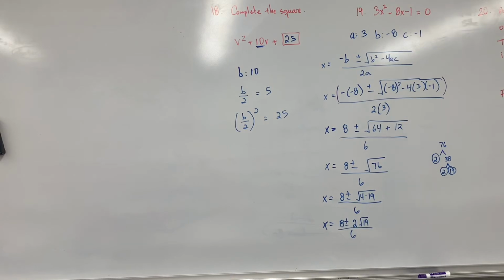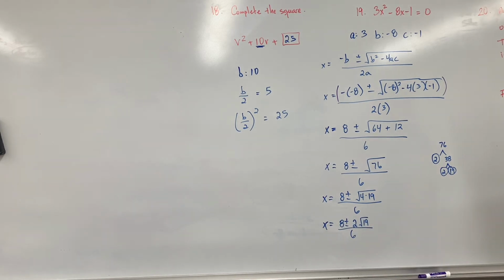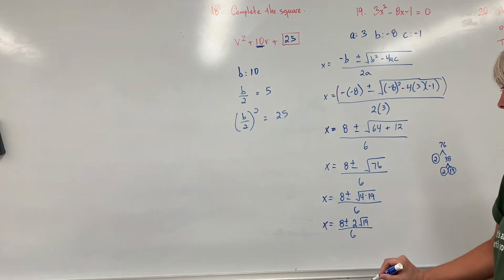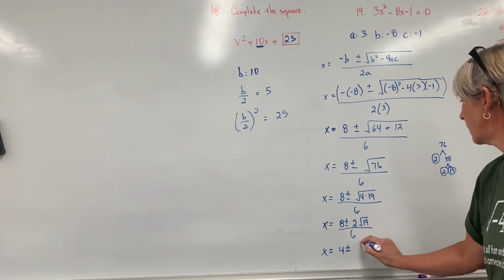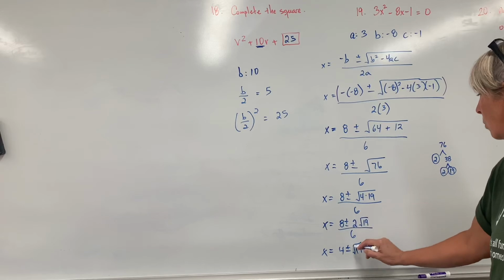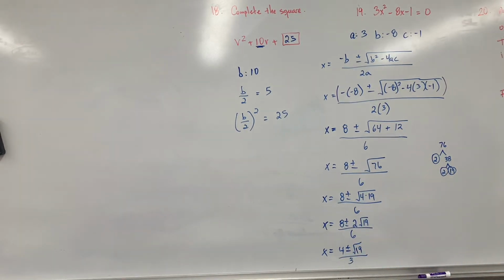Now, when we simplify this, we can only simplify the numbers that are outside of the square root, and all 3 of those numbers have to have a common factor in order to reduce, which these do. 2 goes into 8, 2 goes into 2, 2 goes into 6. So my final answer would be 4 plus or minus the square root of 19. 8 becomes 4, 2 becomes a 1, which I don't need to write, and that's all over 3. And that would be the final answer that they're looking for.